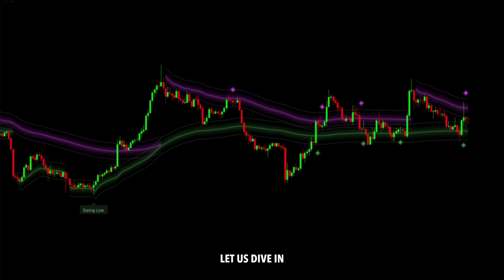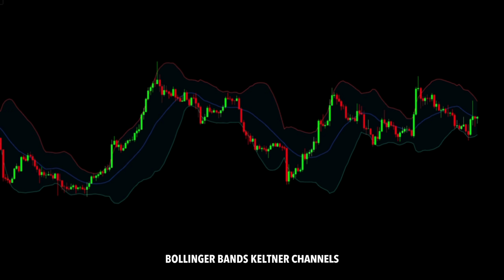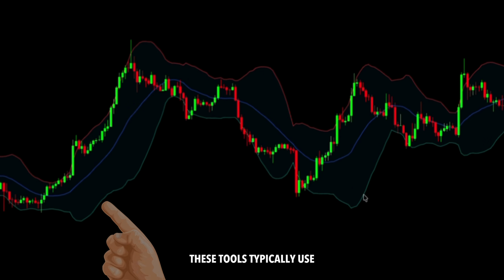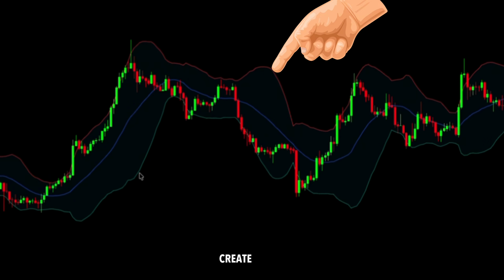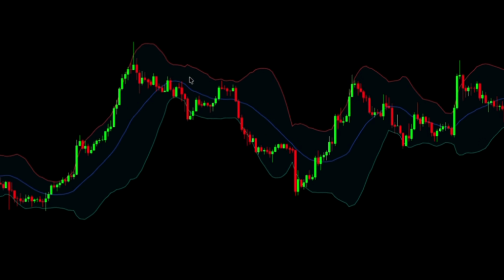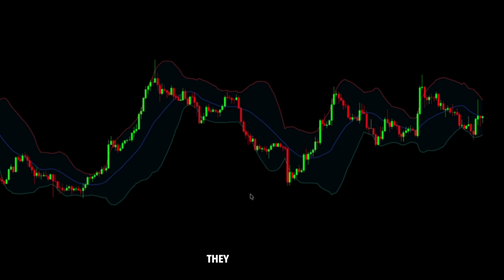Let us dive in. All right, so what exactly is the swing structure bands indicator, and why should you care about it? Most traders are familiar with channel indicators: Bollinger Bands, Keltner Channels, Donchian Channels. These tools typically use fixed-length moving averages to create bands around price action. And while they work to some degree, they all share the same fundamental weakness. They are static. They do not adapt to what the market is actually doing.